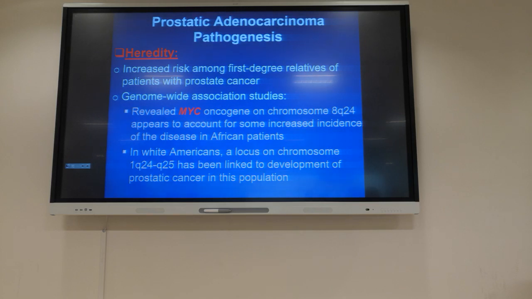All right, heredity. Now we know that there is increased incidence of prostate carcinoma in first-degree relatives of patients with the disease. And genome-wide association studies. What is a genome-wide association study? Do you guys know? Instead of doing a PCR, which is when you look at one gene at a time, or Southern blot, or any other method, now we have tools where you are looking at the full genome at once. The best tool of this is what nowadays?